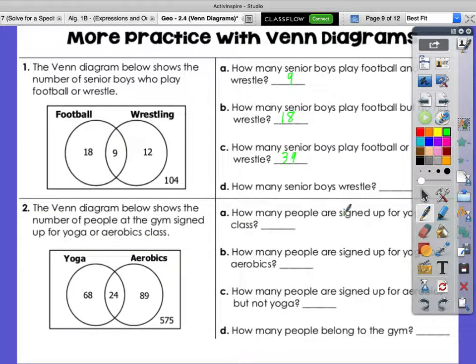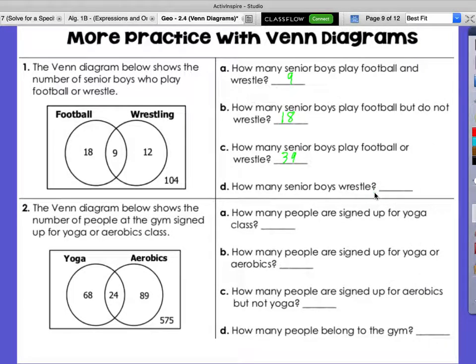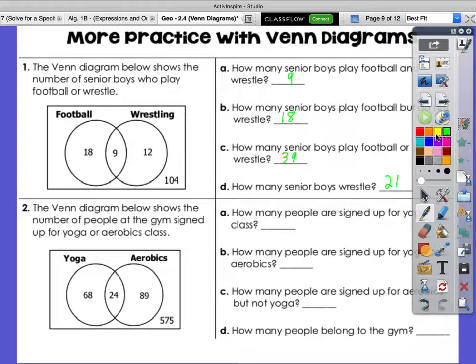So, how many senior boys wrestle? We just talked, 12 only wrestle. But 9 do both. So there's a total of 21 that wrestle. There are 104 senior boys that don't do football or wrestling. Great question. So if there was a question saying how many seniors are there total, we'd use all 4 of these numbers, obviously only the boys. Very good. Good catch.